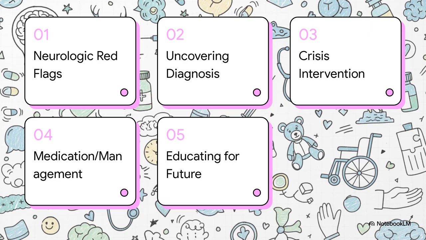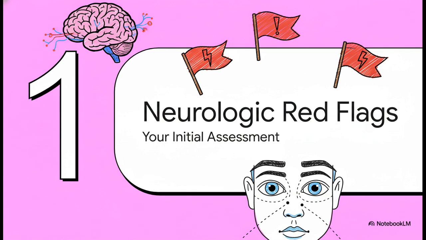So, here's our game plan. We're going to follow a logical path, just like you would on the floor. We'll start with spotting those critical red flags in your assessment, then move into diagnosis and crisis management, and we'll wrap it all up with the medications and family education that are so important. All right, first up, your initial assessment. This is where your sharp observation skills can literally make all the difference.